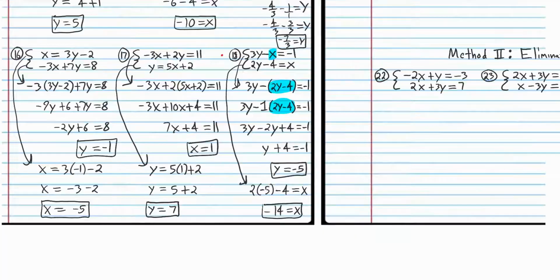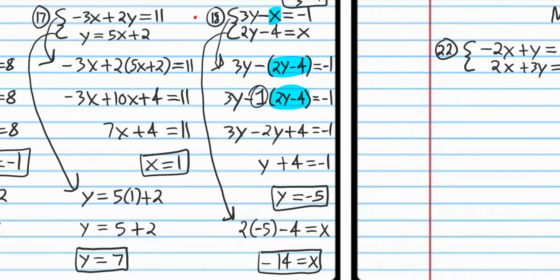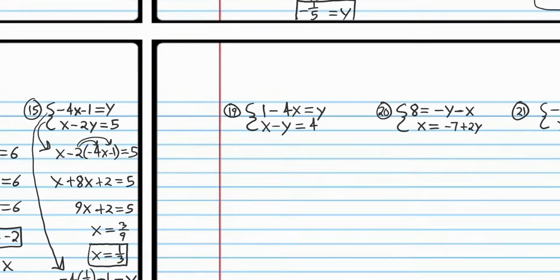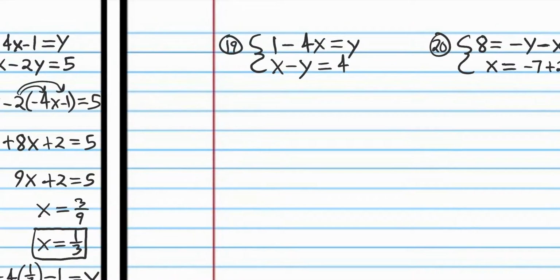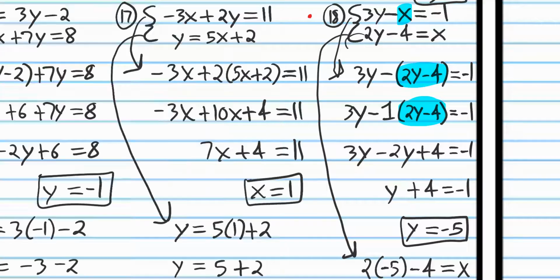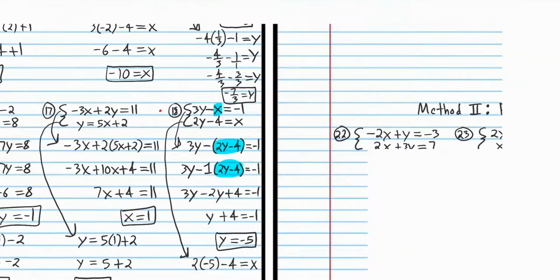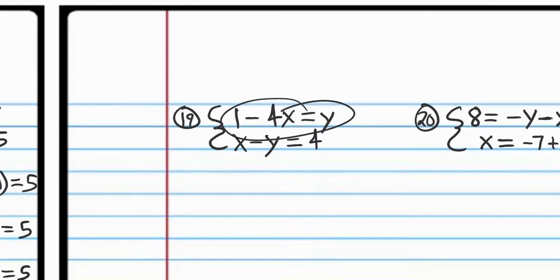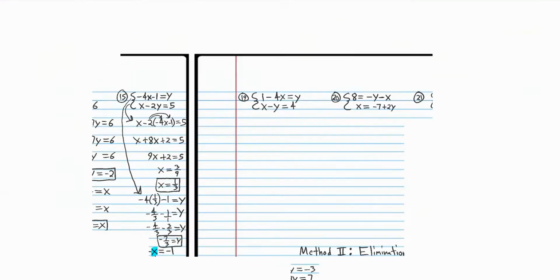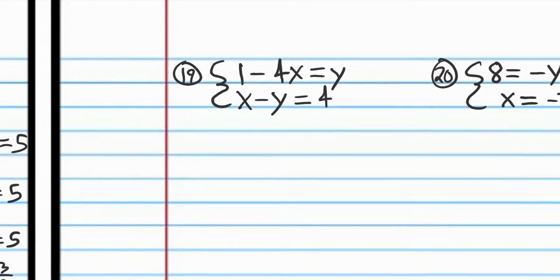Again, the only difference with these problems is that you have a 1. You have to write your 1 there because we're just subtracting an expression, which means -1 times the expression. So this is the equation where y is solved for. This is the equation where y is solved for. So we're going to use the other equation, but instead of y, we're going to write 1 minus 4x.